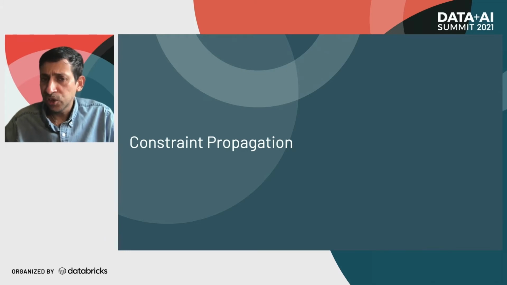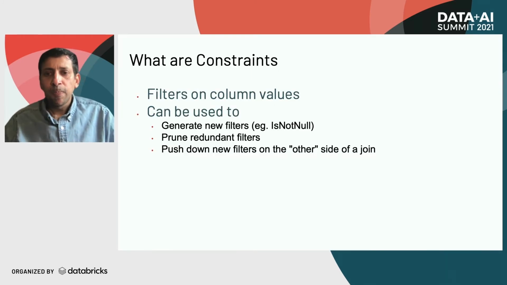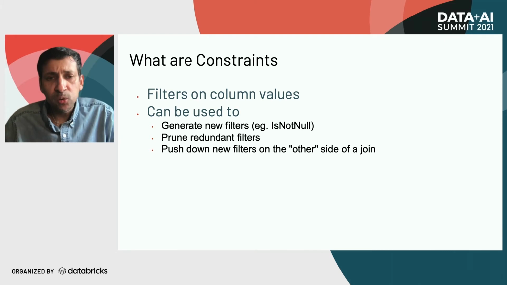The introduction of aliases in the large case expression which Jennings mentioned interacts with the constraint propagation rule and causes some unexpected problems. Before we dive into that problem, let's try to understand what the constraints are and how the Spark Optimizer utilizes them.